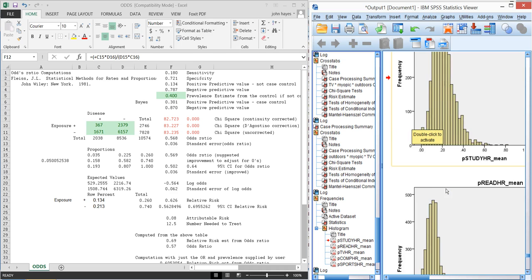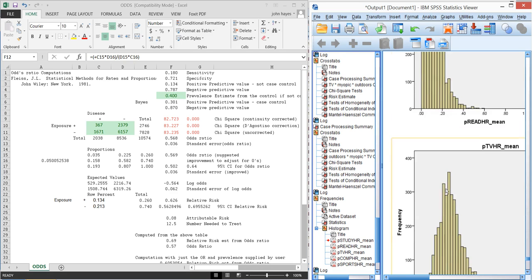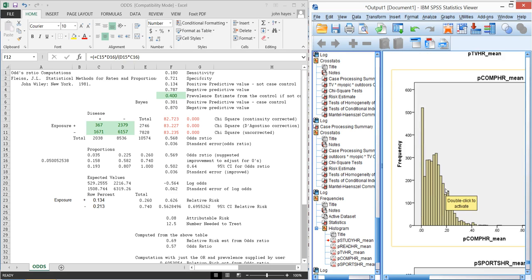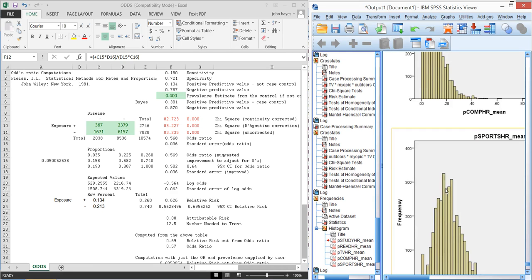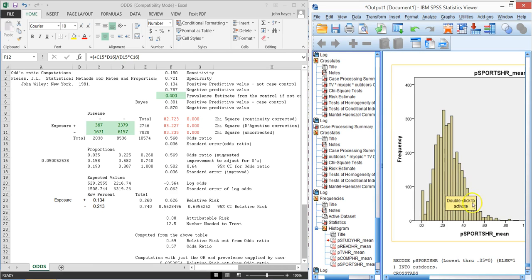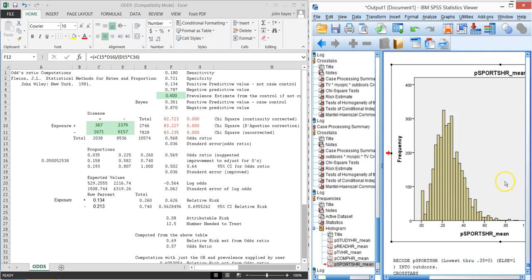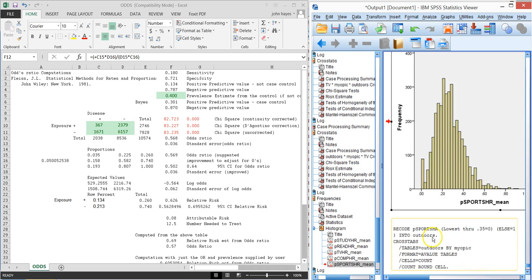For example, here's a distribution of study hours, reading, TV, computer, and sports. So really we're going to call that outdoor. So we're going to actually make a cutoff here about 35% of the time, and look at this subset right here. We're going to give a 1, call it outdoors, 1, and this is 0. So we're going to recode sports hour lowest through 35 is 0, else it's 1, and we're going to code it into the variable outdoors.